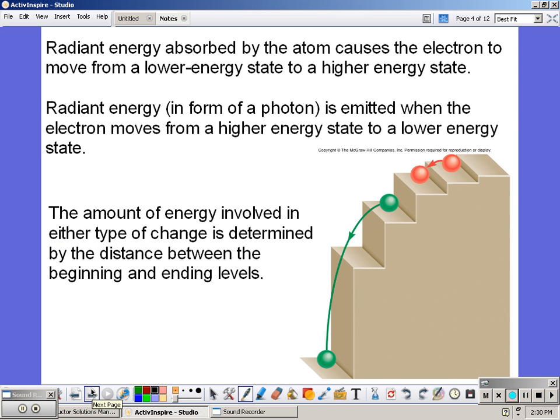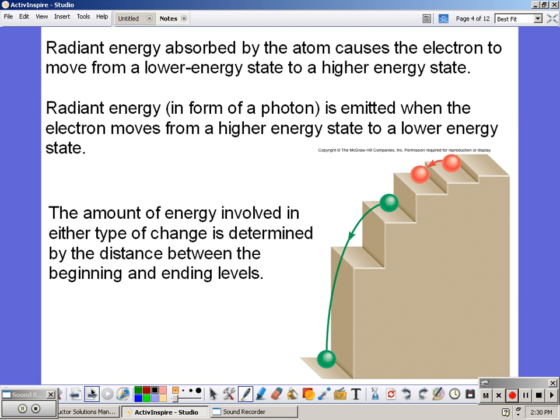It's kind of like a ball on stairs. In order to make our ball go up the stairs, we have to give it some energy. But when the ball rolls down the steps, it can release a bunch of energy because it won't take energy for it to fall. So radiant energy absorbed by the atom causes the electron to move from a lower energy state to a higher energy state, or from a ground state to an excited state. Radiant energy in the form of a photon is emitted, released, when the electron moves from a higher energy state to a lower energy state.